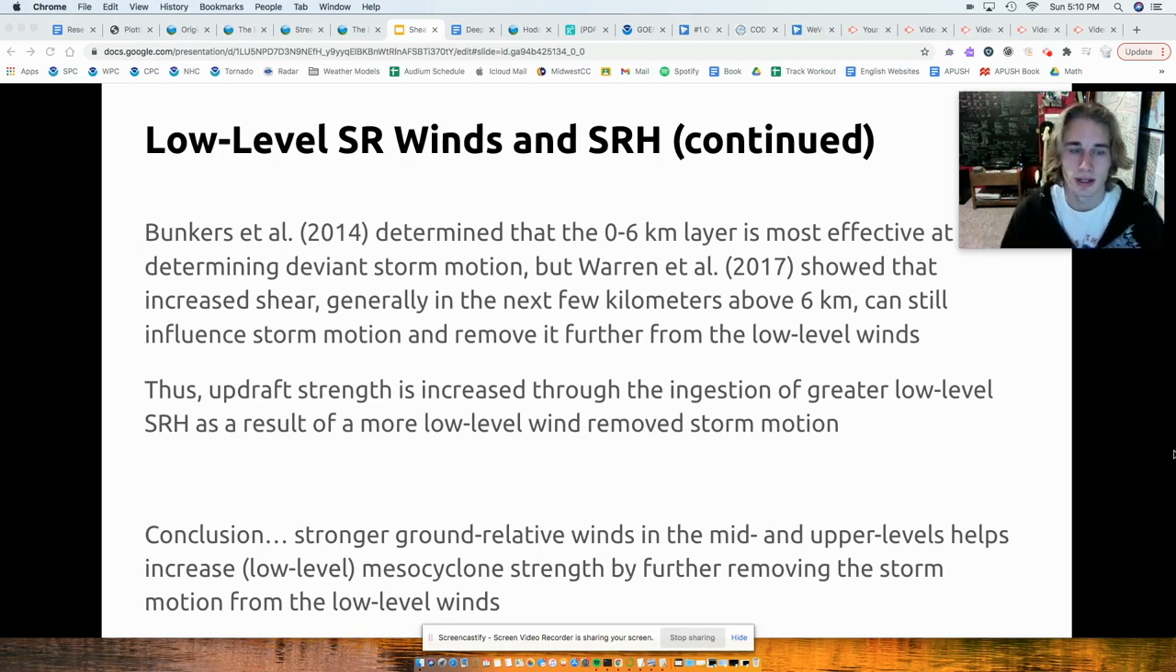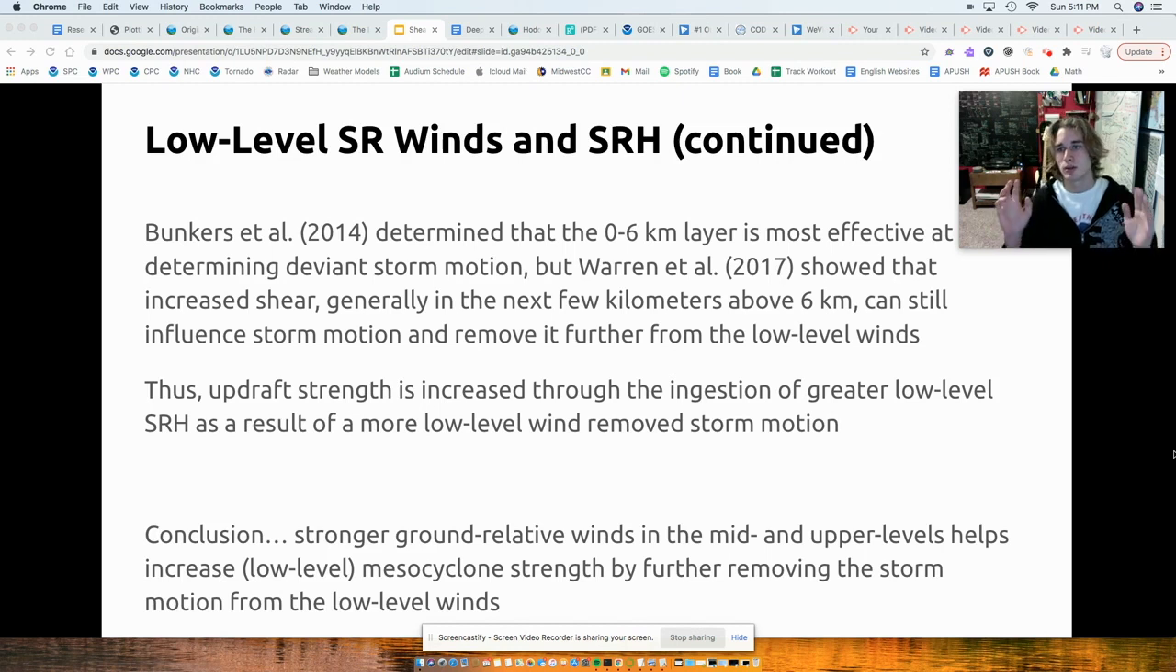on the hodograph, Bunkers et al. 2014 determined that the 0 to 6 kilometer layer is most effective at determining deviant storm motion. So a lot of people had been saying maybe 0 to 8 kilometers is, and then that study said that. And Warren et al. 2017 showed that increased shear generally in the next few kilometers, about 6 kilometers, which is going to be your 0 to 7, 0 to 8, potentially 0 to 9 kilometer layers, can still influence storm motion and remove it further from the low level winds.